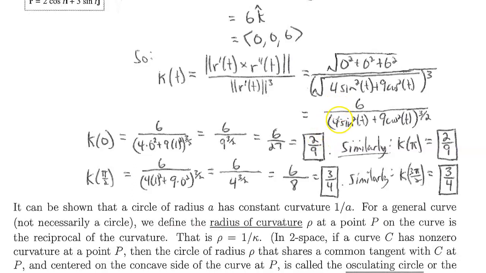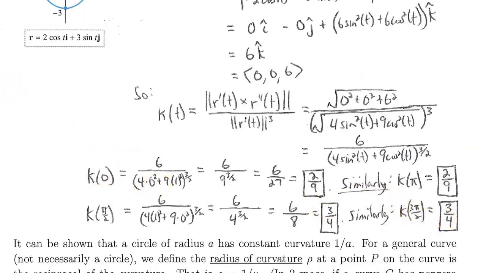So what's kappa of pi halves? Well, plug in pi halves everywhere you see a t. Now, sine of pi halves is 1, and cosine of pi halves is 0. So what we get in the denominator, when we plug in pi halves for t, will be 4 times 1 squared plus 9 times 0 squared, all to the 3/2. So inside the parentheses will just be 4 this time instead of 9 like we had up there. So we have 6 over 4 to the 3/2. Now 4 to the 3/2 is 8, right? Because you take the square root of 4, which is 2, and then you cube it, you get 8. So 6/8 or 3/4, that's the curvature at pi halves. And similarly, at 3 pi halves, we're going to get curvature of 3/4 as well.